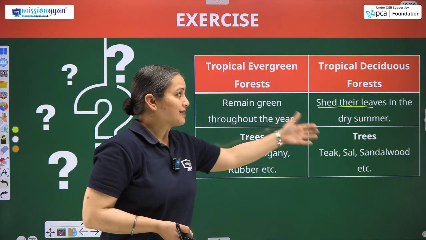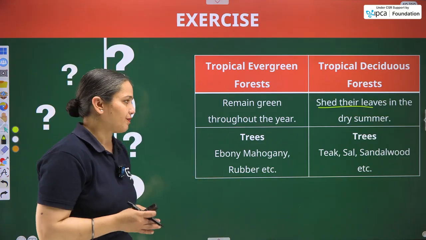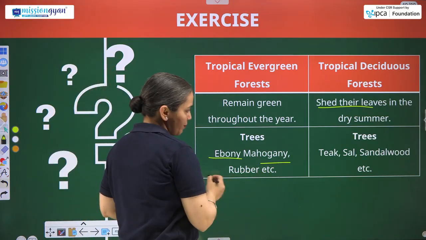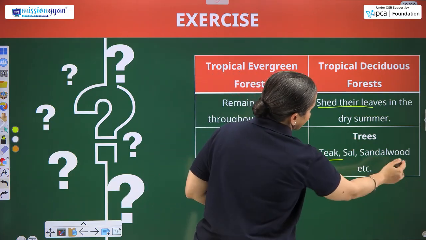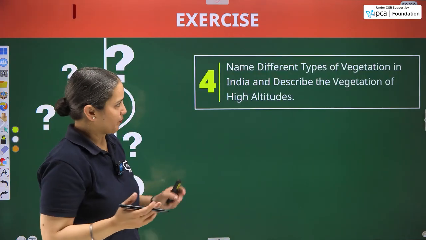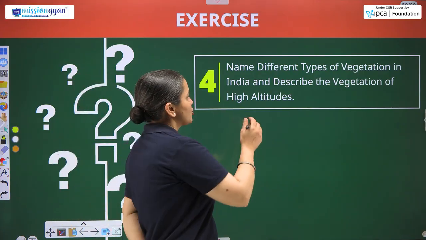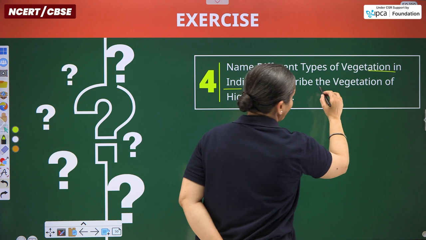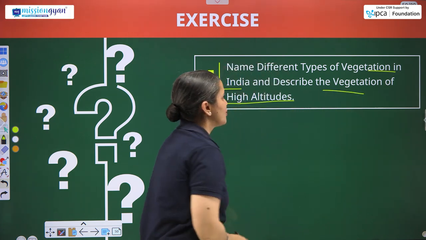Then we can give the examples for another point of difference. Trees found in these forests are ebony, mahogany, rubber, and in these, teak, sal and sandalwood, etc. It means there can be many more. Name different types of vegetation in India we are talking about, and describe the vegetation of high altitudes.